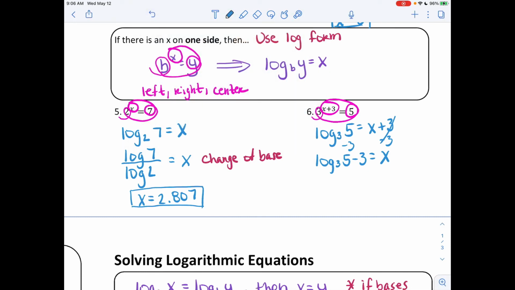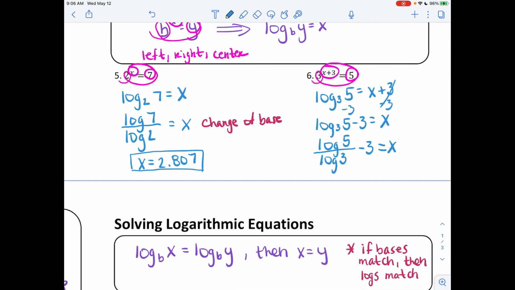So we will say log of 5 divided by log of 3. Then we need to subtract 3. Don't forget to do that. And that whole thing will equal x. And when you put that into your calculator or Desmos Scientific, you will get that x is equal to negative 1.535.